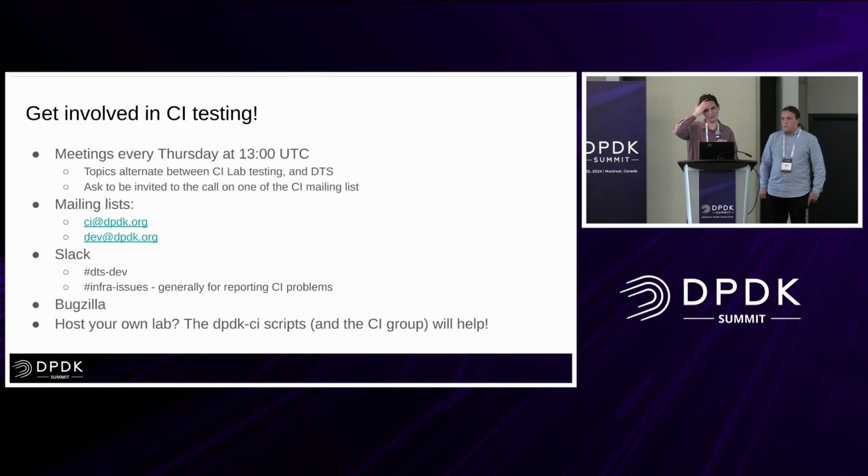Now, I just want to do a little shout out for getting involved in CI testing. So we do have meetings every Thursday at 1300 UTC. The topic alternates between CI lab testing and DTS. If you want to get involved, ask to be invited to the call on the CI mailing list or the dev mailing list. There's a couple Slack channels that relate to testing that you can also comment on. Bugzilla can be used for tracking bugs or ideas or features which you think should be added.